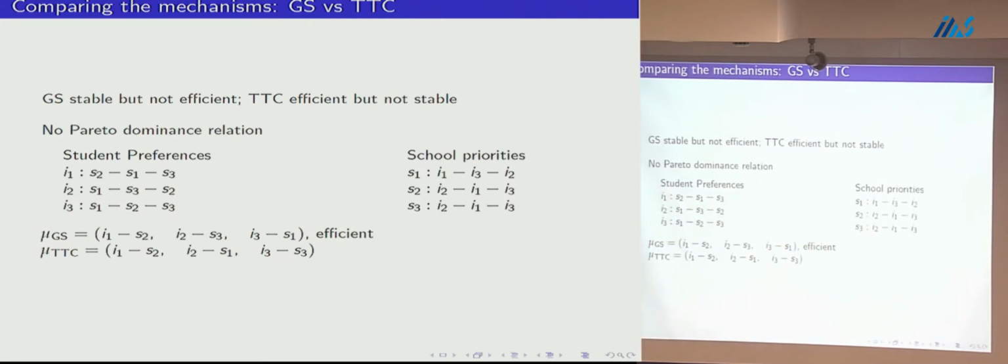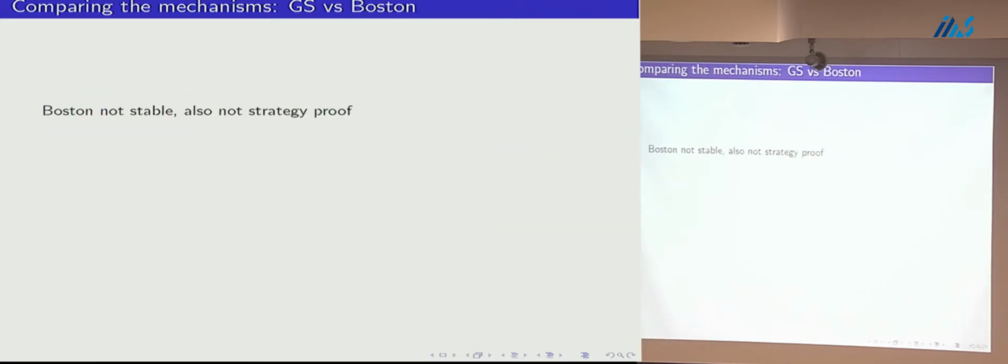And in our examples, we had this simple example. We had this Pareto domination result, but that result actually does not hold in general. There is no Pareto domination between those two mechanisms. Here is an example where Gale-Shapley assigns student 2 to his second choice, and the top trading cycles assigns student 2 to his first choice, and vice versa for student 2. There is no Pareto domination relationship between those two matchings.